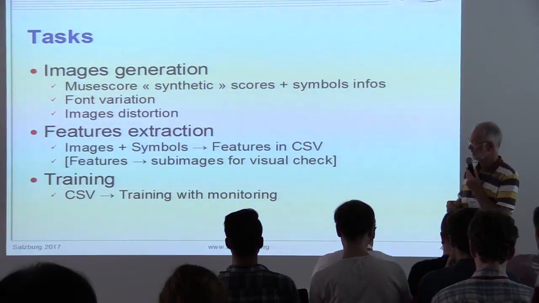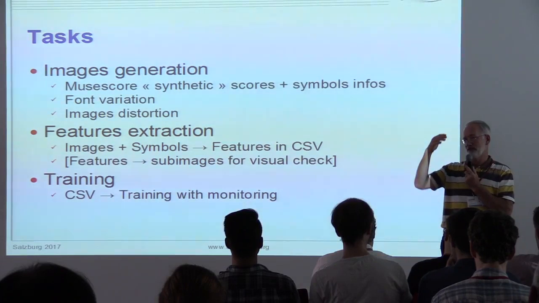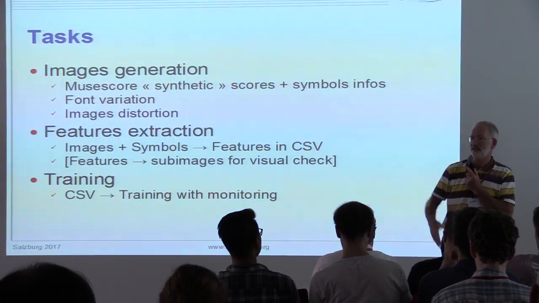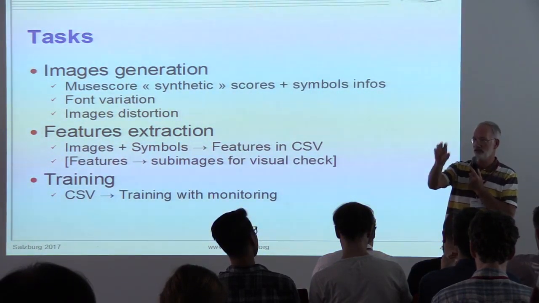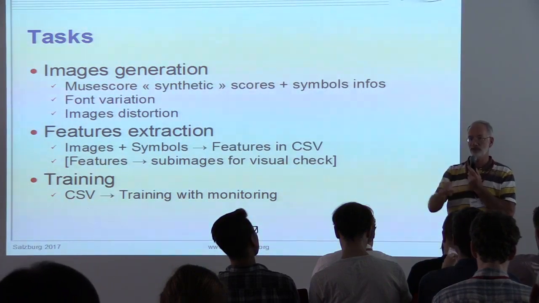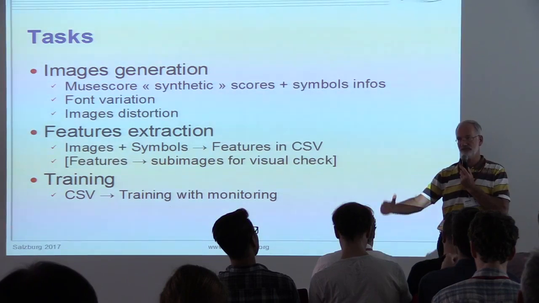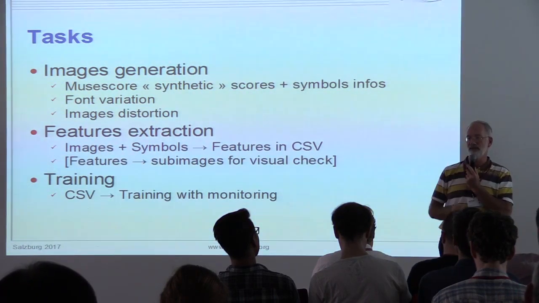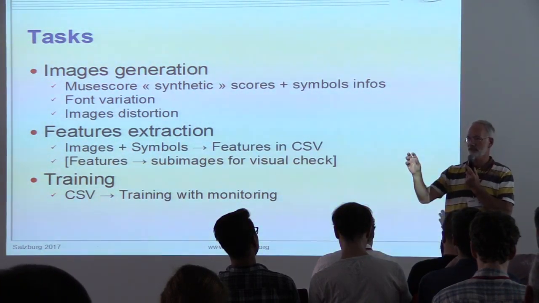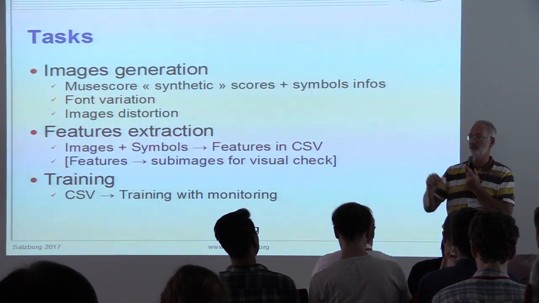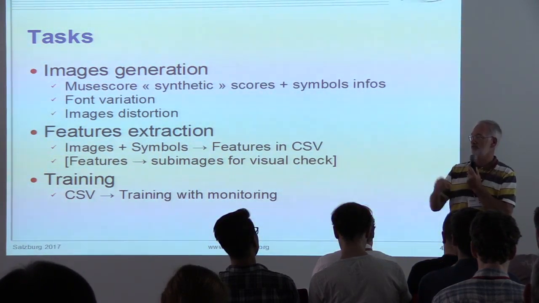Okay, so once we have this data set of images, and for each image, which is the image of one sheet of music, we have a list of symbols which are in this sheet with the precise coordinates, precise bounding box to be precise, for each of these symbols.